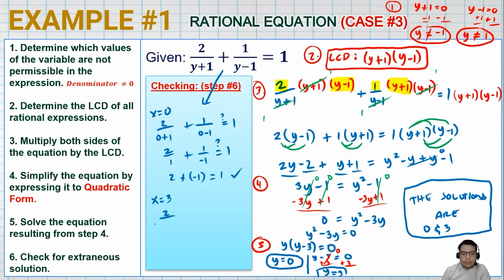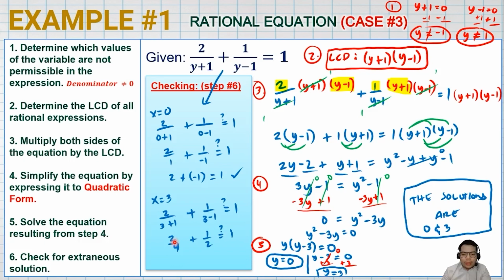2 over 3 plus 1 plus 1 over, so palitan natin tong y, minus 1. Gawin natin 3 minus 1. Is it equal to 1? So, tingnan natin. So, we have 2 over 4. Yan, kasi 3 plus 1 is 4. Then, 3 minus 1 is 2. So, 1 half. Is it equal to 1?